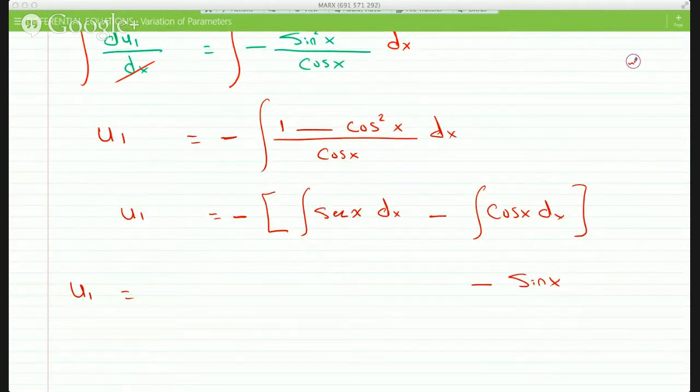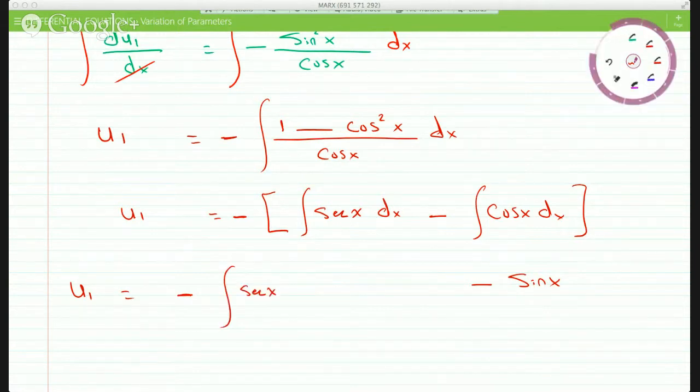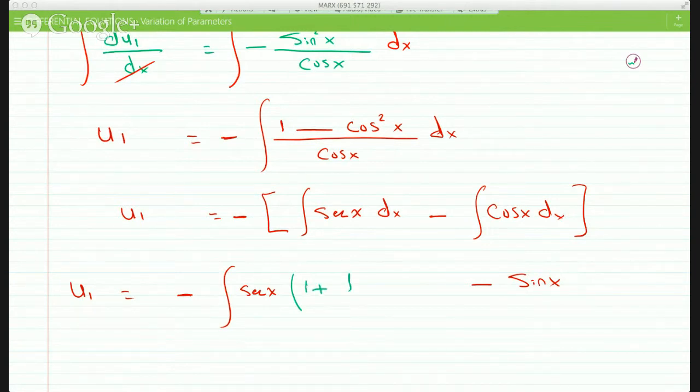There's a trick to integrate the secant. Let me tell you what the trick is. Otherwise, you're going to have to get yourself into lots of partial fraction decomposition and so on. The trick goes like this. We multiply up and down by 1 plus tan x secant x.